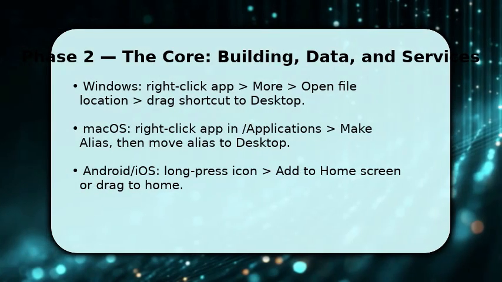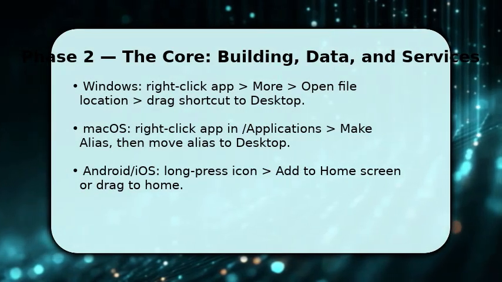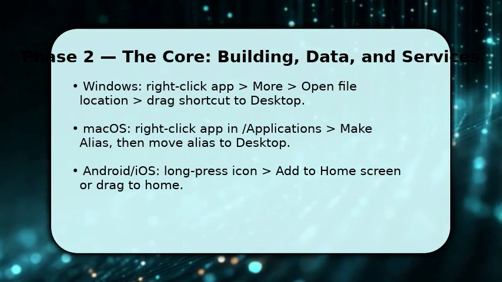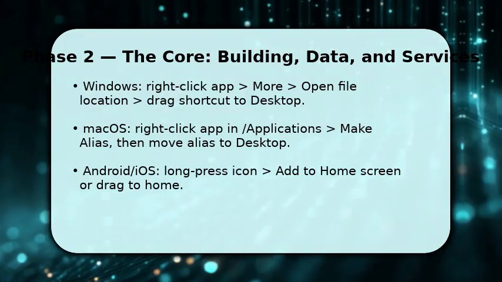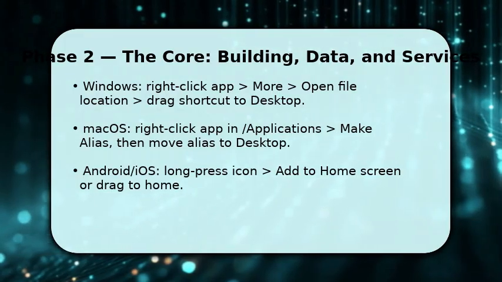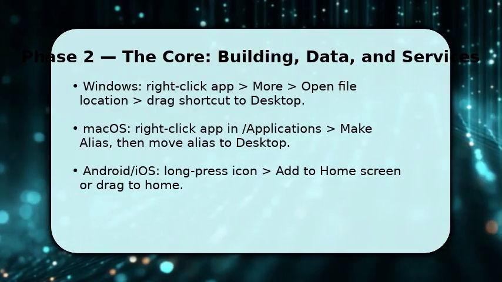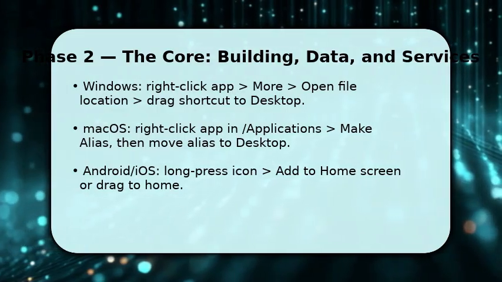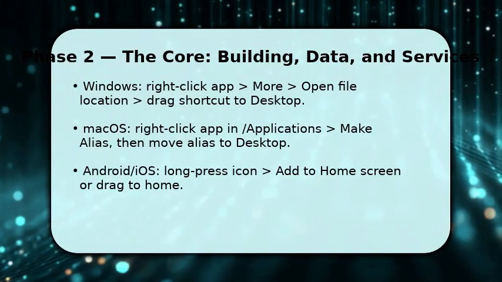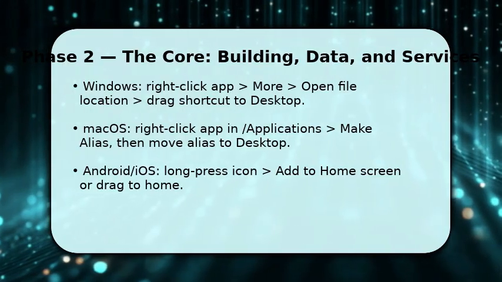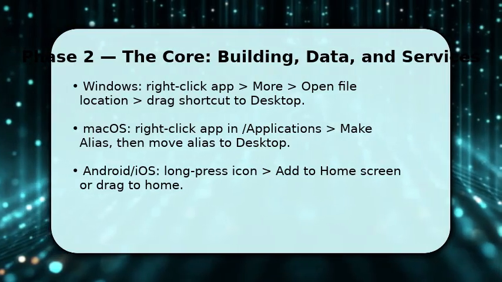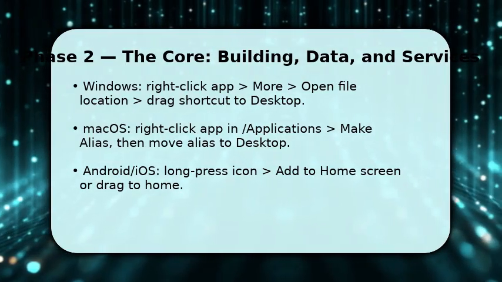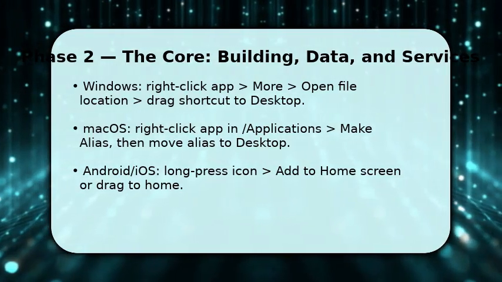Now you create the actual shortcut. On Windows, right-click the app, choose More and open File Location, then drag the app or its shortcut to the desktop so you get a LNK pointing to the real exe. On Mac OS, right-click the app in /Applications, select Make Alias and move that alias to the desktop. Aliases keep apps intact. On mobile devices, long press the icon and choose Add to Home Screen or drag it. This produces a tappable shortcut for quick access.